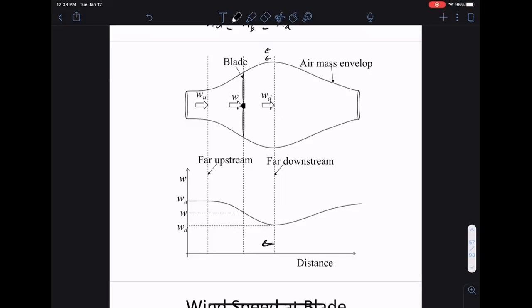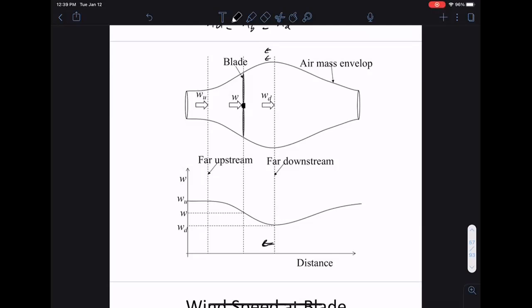Okay, so this doesn't matter if you only have one wind turbine. This will matter, however, when we have multiple turbines. Then they have to be placed far enough apart such that the air mass envelope essentially comes back. When we have one turbine, once the air passes a turbine, you don't really care about it. But when you have multiple turbines in a farm, they have to be placed far enough apart so that this envelope comes back together.